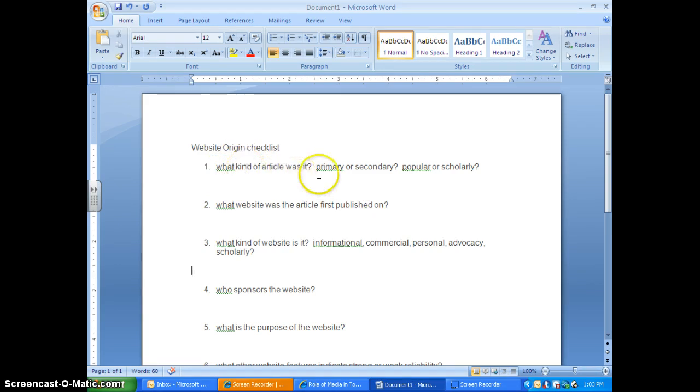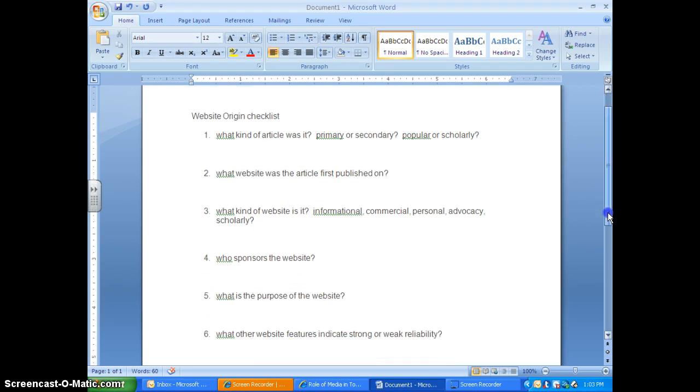We do look at the article itself and determine, is it primary or secondary, popular or scholarly, two of the important categories there. We're trying to identify what website it was first published on, what kind of website it is. These are categories from our Little Brown book in chapter 52, talking about the types of websites. We want to see who sponsors it, what the purpose is, and if there are any other features on the website that indicate reliability, whether it's strong or weak.